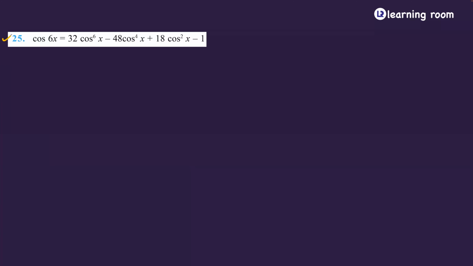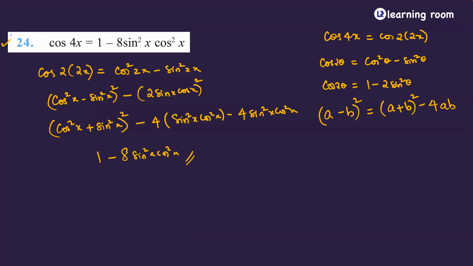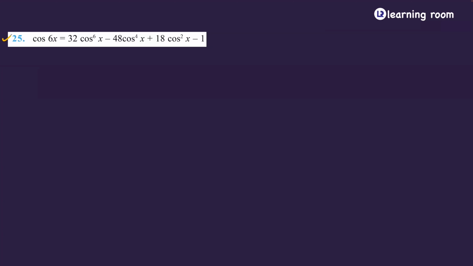So if you observe, the question is, proceed. So the next question is, prove that cos 6x is equal to 32 cos power 6x minus 48 cos power 4x plus 18 cos square x minus 1. So when you have cos 6x, can we write it as cos of 3 times 2x, or you can write it as 2 times 3x also, right?